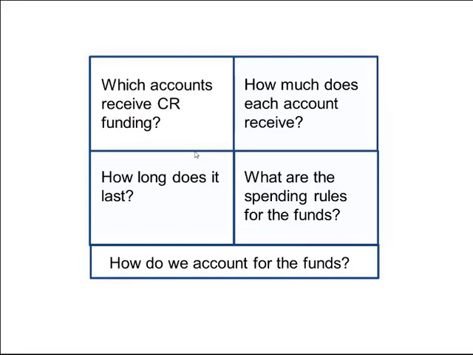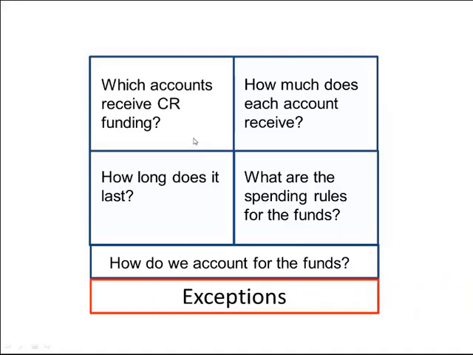And while these are the basic building blocks for all CRs, you will inevitably have exceptions to these basic components that need to be spelled out. These are what we call anomalies. Let's take a look at each component in more detail.